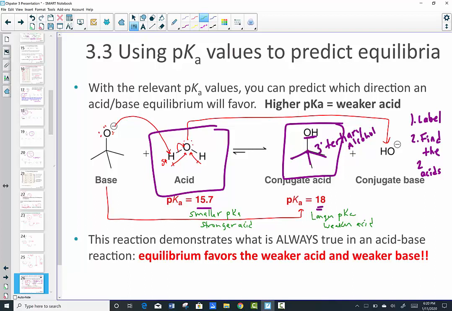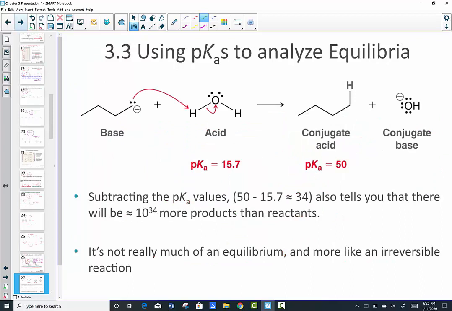When you identify the two conjugate pairs, those that only differ by the presence or absence of a hydrogen, identify the two acids and look up their Kas. The larger the pKa, the weaker the acid. And you can clearly see this reaction would be pushing in the forward direction. So much so, the magnitude is so different. A 15.7 compared to a 50.